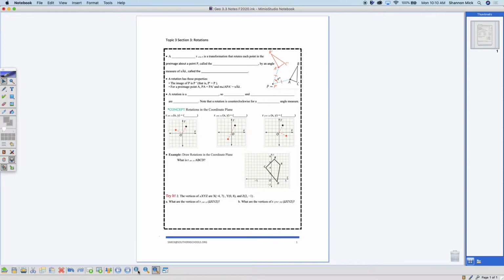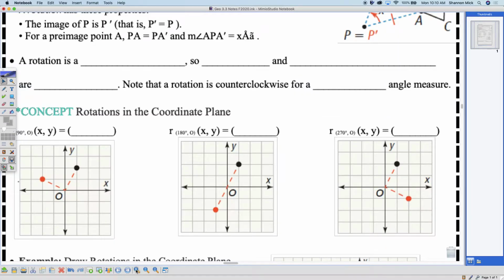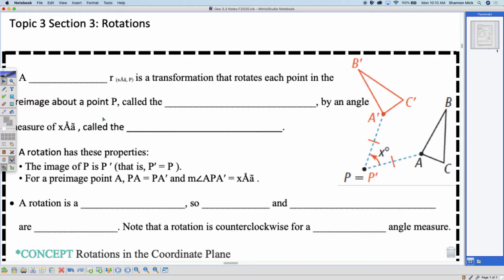Okay, the only rotation we are going to do, the book has you doing construction rotations. We are only going to do rotations with points. We are not going to do any construction rotations. What's a construction rotation? You use a compass and all that kind of fun stuff. We're not going to do that, but you need to know what all the stuff means.